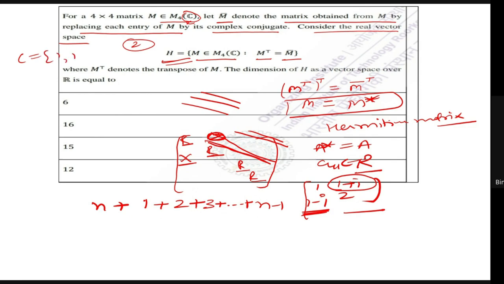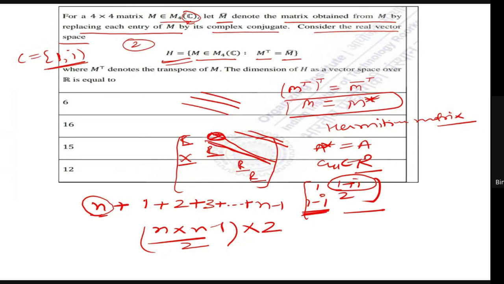C there is one and iota. On the basis of C, there are two elements, one and iota. So to fill any element there, you have two choices. Okay, but on real numbers there is only one choice. So that's why I am writing here n. So here it is n into n minus 1 by 2, but on every element there are two options. So that's why I multiply this by 2. Okay, that is n square minus n plus n equals n square.